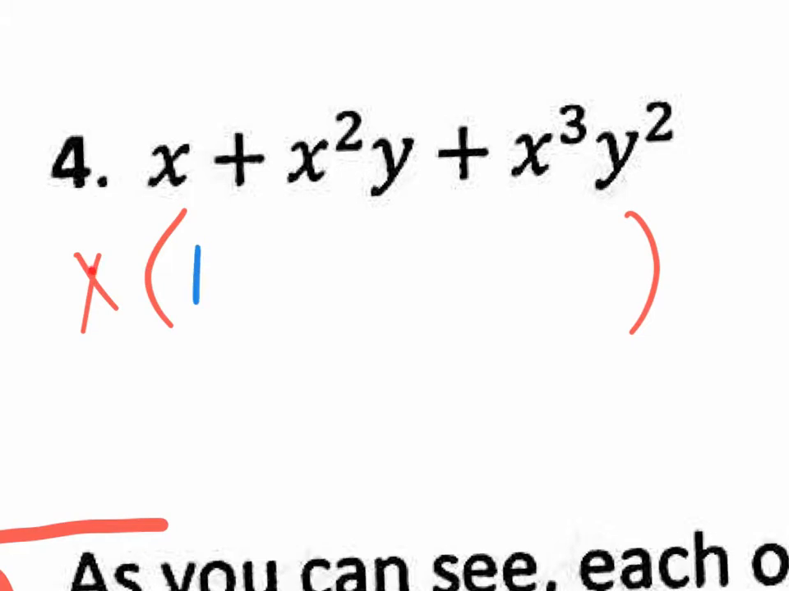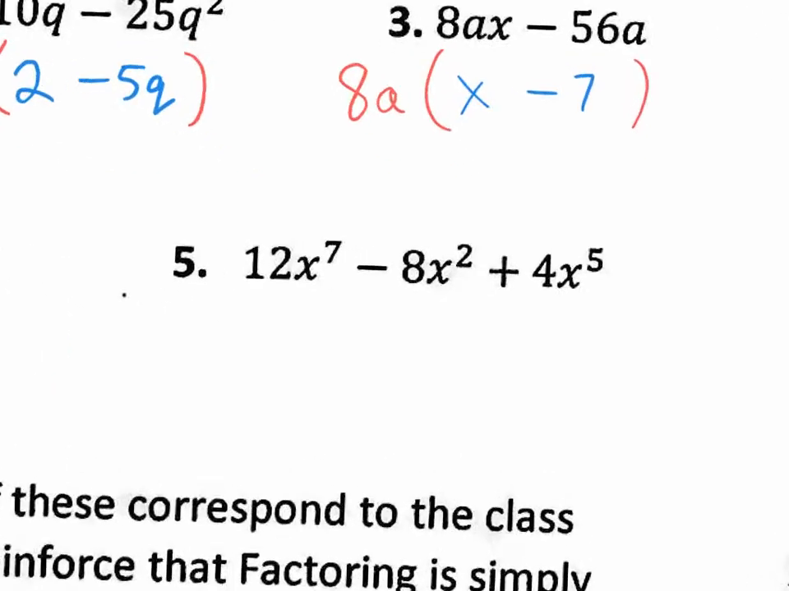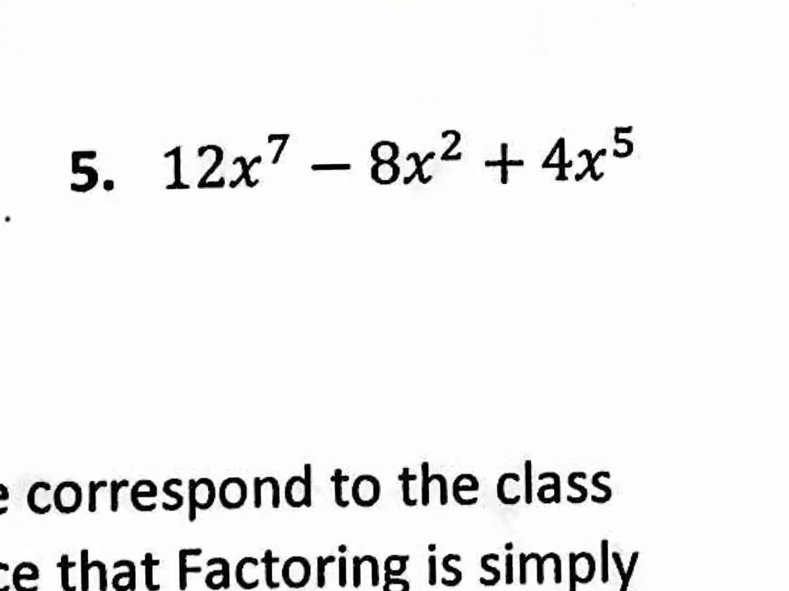Okay? Now how about this? X times what will give me an x squared y? Positive xy. Yeah? And then we go x times what gives us an x to the third y squared. Put a positive x to the second y to the second. And that's it.